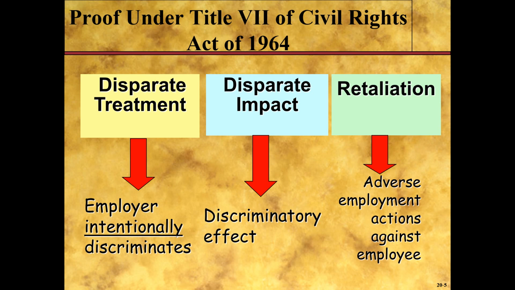Retaliation is also a form of violation of Title VII. This would be when an employee tries to make charges of discrimination or acts as a witness in a discrimination case against the employer or something like that. The employer might try to retaliate by firing the person or demoting the person or otherwise mistreating the person who's involved. And that is also illegal under Title VII.